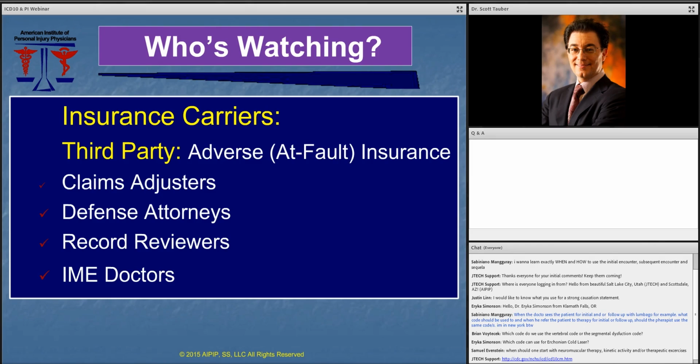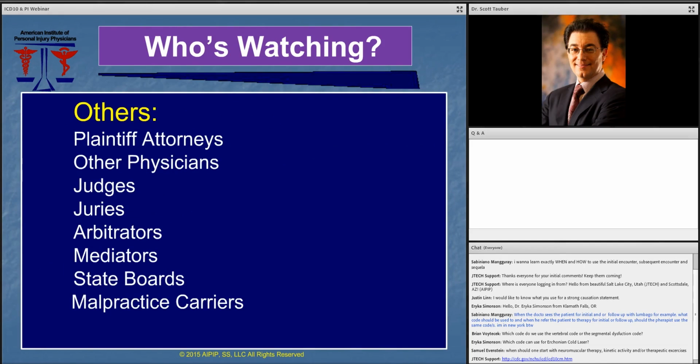Who else is looking at your records? Well, plaintiff attorneys, so the patient's own attorney, will be looking at other physicians that may or may not be involved in the case, judges, juries, arbitrators, mediators, possibly state boards, malpractice carriers. The bottom line here is basically everyone in personal injury is looking at your records or has the opportunity to look at your records. Very different than what you're used to in the rest of your practice.